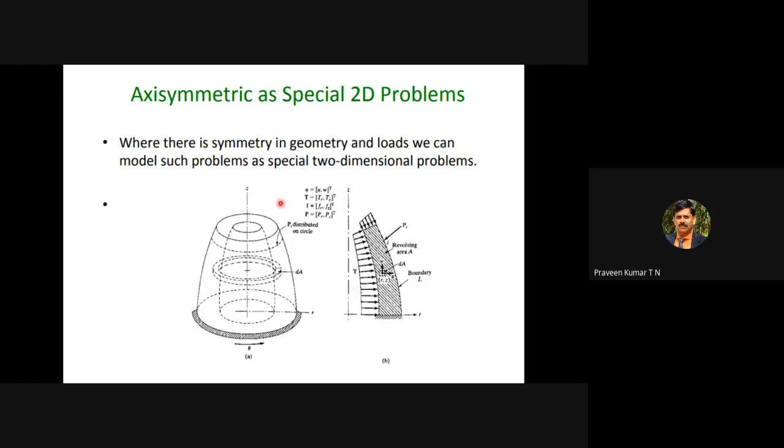Now when you come to the displacement, there are two displacements. One displacement is along the radial direction, given by u, and one more displacement along the z direction or longitudinal direction, which is given by w. We have the displacement vector u equal to u, w.